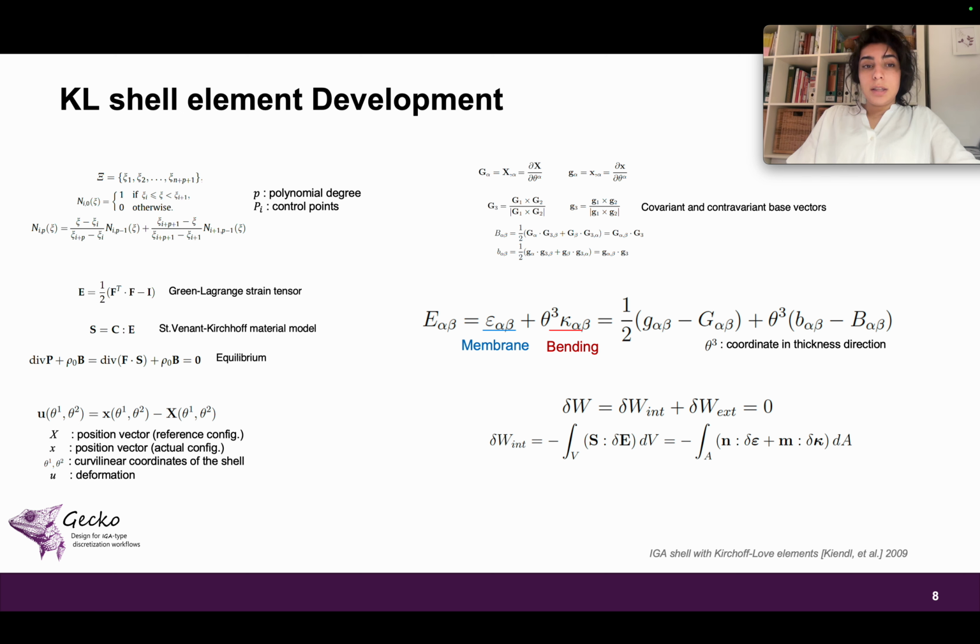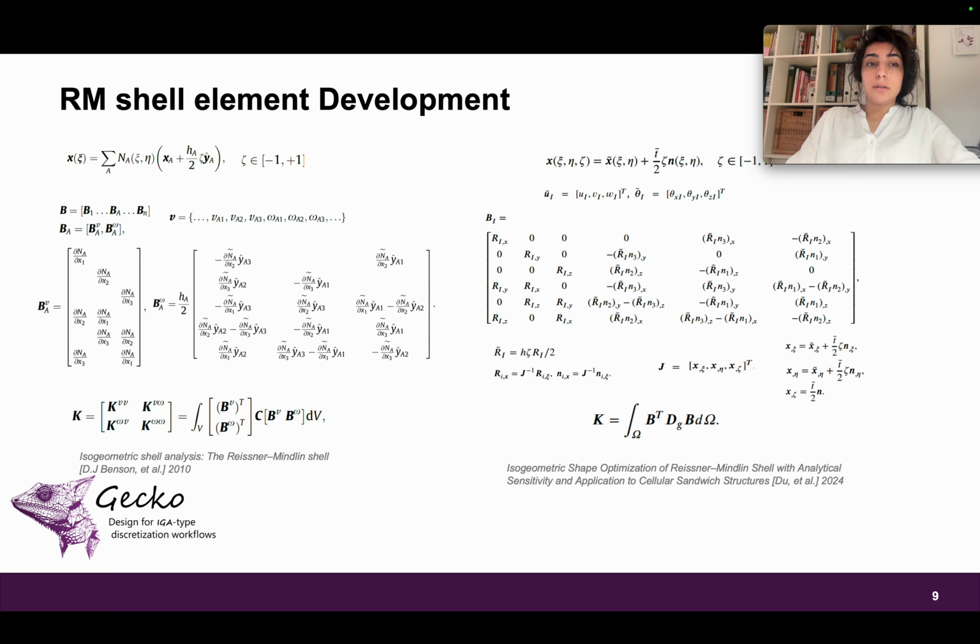And if we go now to the literature, it started with the shell in isogeometric analysis with Kirchhoff-Love ones, and with the work of Kiendl in 2009. There we managed to see that the strains can be clearly defined into a membrane part and a bending part. And then within the Reissner-Mindlin shell, in the work of Benson in 2010, we see that the same concept goes to the B matrix, the matrix that relates the strains to the displacements at the nodes.